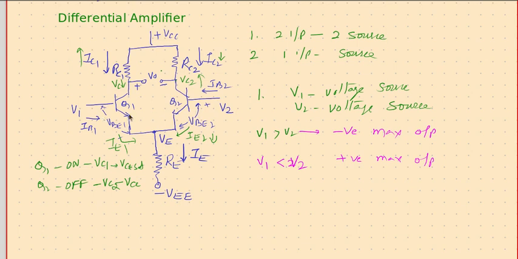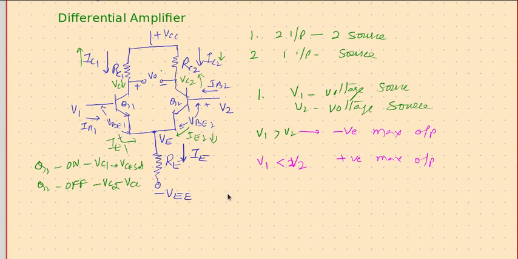So that's the difference it is going to give, and it's not giving you actual difference value, but it gives us the positive maximum or negative maximum depending on which is small, which is big. So this is the best way to compare the two inputs. If V1 is bigger, then you get negative max. If V2 is bigger, you get positive max. So a wonderful comparator circuitry.